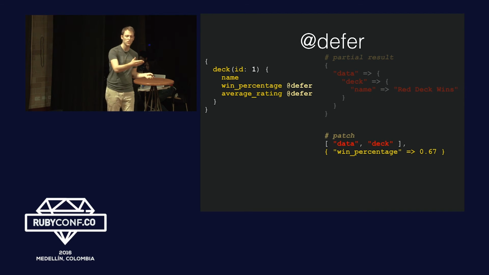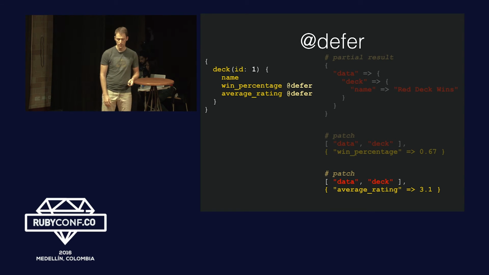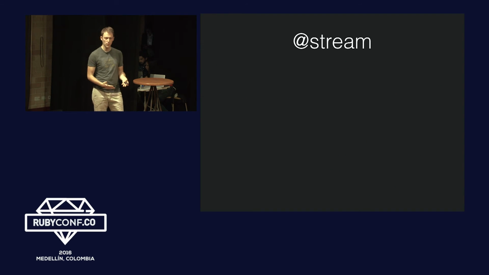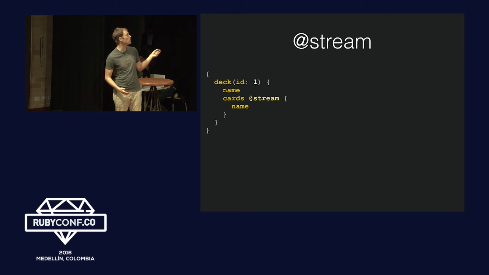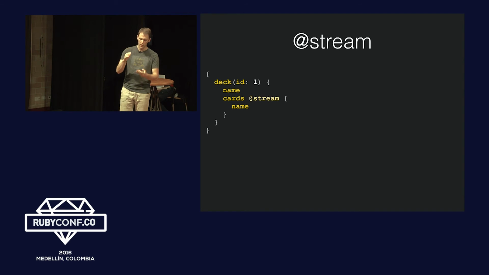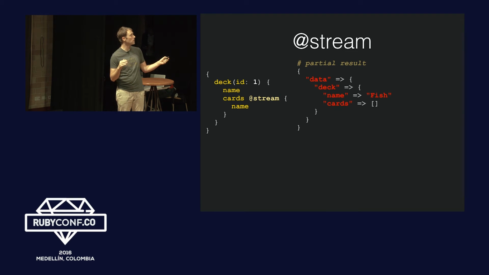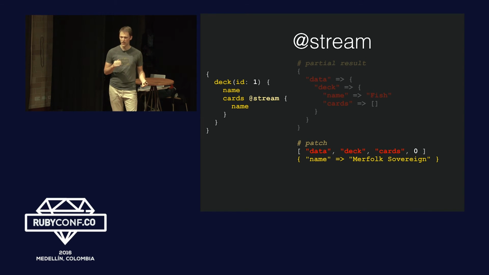And then you get a patch that says, here's the path to the data that I'm sending you, and then here's the data to update with. So the deferred fields can come later. Similarly, there's a directive called stream, which is the same kind of behavior, but it works for a list of items. So if you have a list of cards, instead of loading them all at once, the initial response should send only an empty list, and then subsequent patches can send the items.